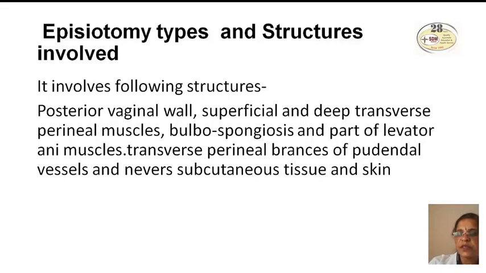So whenever we perform the episiotomy, we should know what structures we involve. Here the posterior vaginal wall, superficial and deep transverse perineal muscles, bulbospongiosus and part of the levator ani muscles are included. Along with that, perineal branches of pudendal vessels and nerves, the subcutaneous tissue and the skin are also involved. When we know what structures we are involving while performing the episiotomy, it helps us to prevent injury of other surrounding structures.